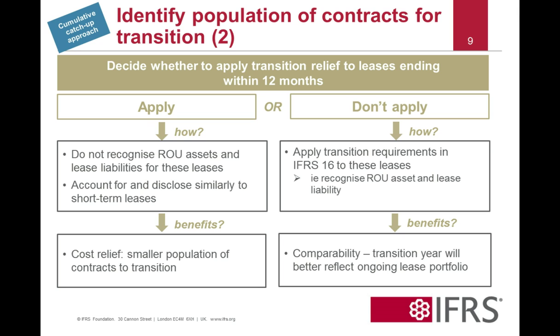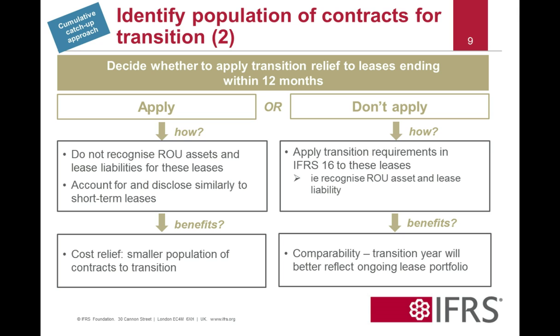So the first optional relief that a lessee applying the cumulative catch-up approach will need to think about is essentially an extension of the short-term lease exemption that I talked about earlier. The board noted that when comparatives are not restated on transition, any lease whose lease term ends within the first 12 months of applying IFRS 16 is in principle very similar to a short-term lease, regardless of when that lease commenced. So for a lessee that first applies IFRS 16 on 1st of January 2019, that would be any lease with a lease term ending during 2019.